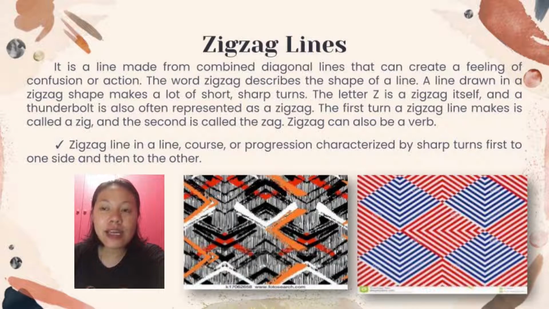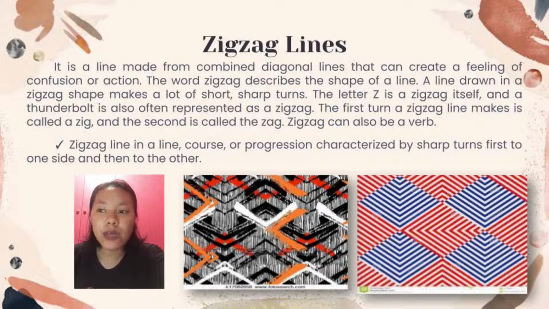Zigzag lines. It is a line made from combined diagonal lines that can create a feeling of confusion or action. The word zigzag describes the shape of a line. A line drawn in a zigzag shape makes a lot of short, sharp turns. The letter Z is a zigzag itself, and a thunderbolt is also often represented as a zigzag. The first turn a zigzag line makes is called a zig, and the second is called a zag.